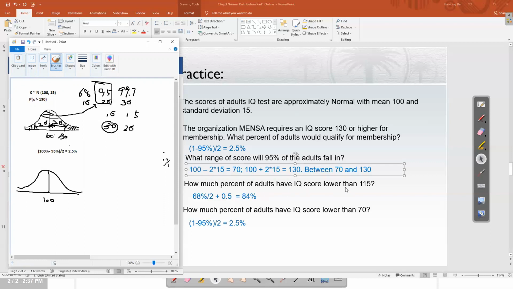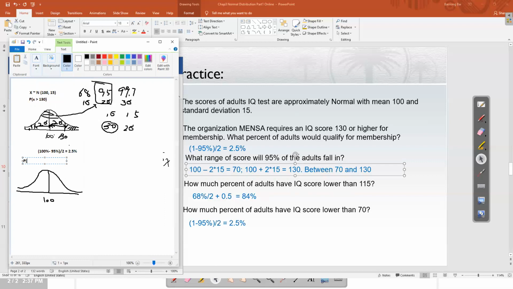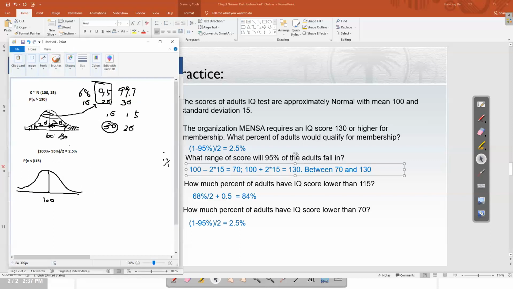So now we'll need to find the event. The event is probability of X is less than 115. So pay attention to the sign. Now it's smaller than, right? Smaller than means it's to the left, right? So we need to find the 115 mark, roughly. It's going to be here. So we need to find the probability from here all the way to the left.